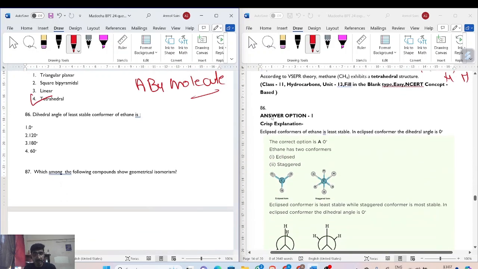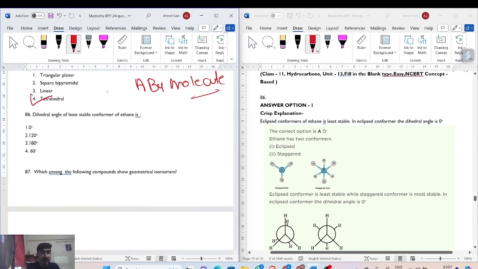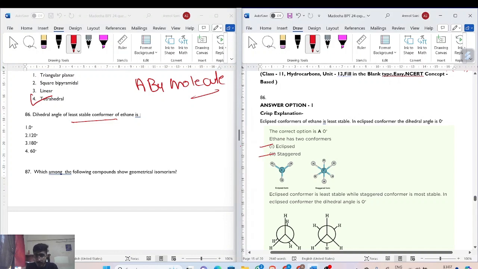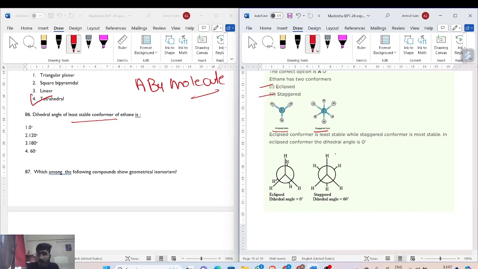Now question number 86. The dihedral angle of the least stable conformer of ethane is: we know that there are two conformers of ethane, eclipsed and staggered. This is eclipsed and this is staggered. The eclipsed conformer is least stable while the staggered conformer is more stable. In the eclipsed conformer, the dihedral angle is 0 degree. You can see the dihedral angle is here, which is 0 degree, because this H and this H are identical. So here the dihedral angle is 0.